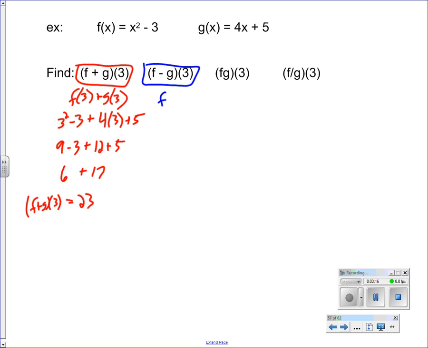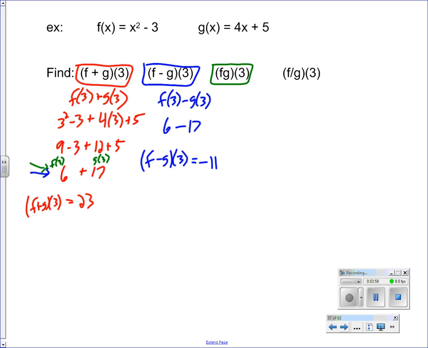Same idea for the difference. f minus g of 3 will be f of 3 minus g of 3. We already evaluated those, so that's going to be 6 minus 17, which will give us negative 11 for our difference. Next one we'll do is the product. So we're going to be multiplying again. We already have our values for f of 3 and g of 3. Now we're just going to be multiplying f of 3 times g of 3. That's going to be 6 times 17, and that gives us 102.